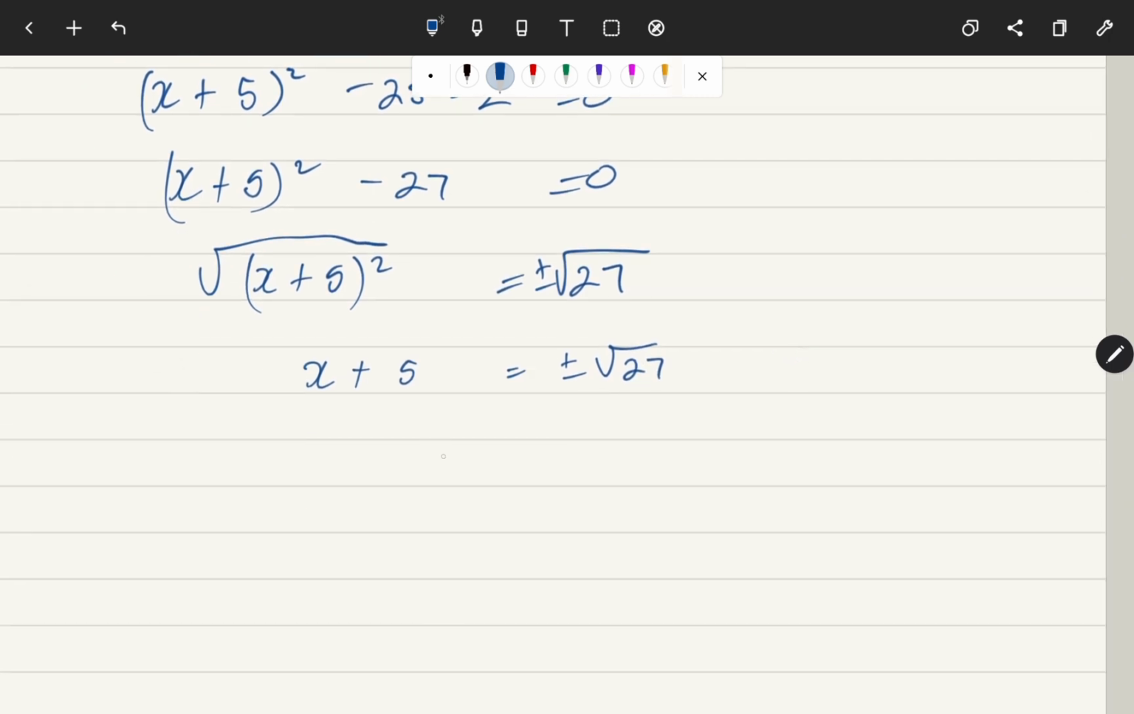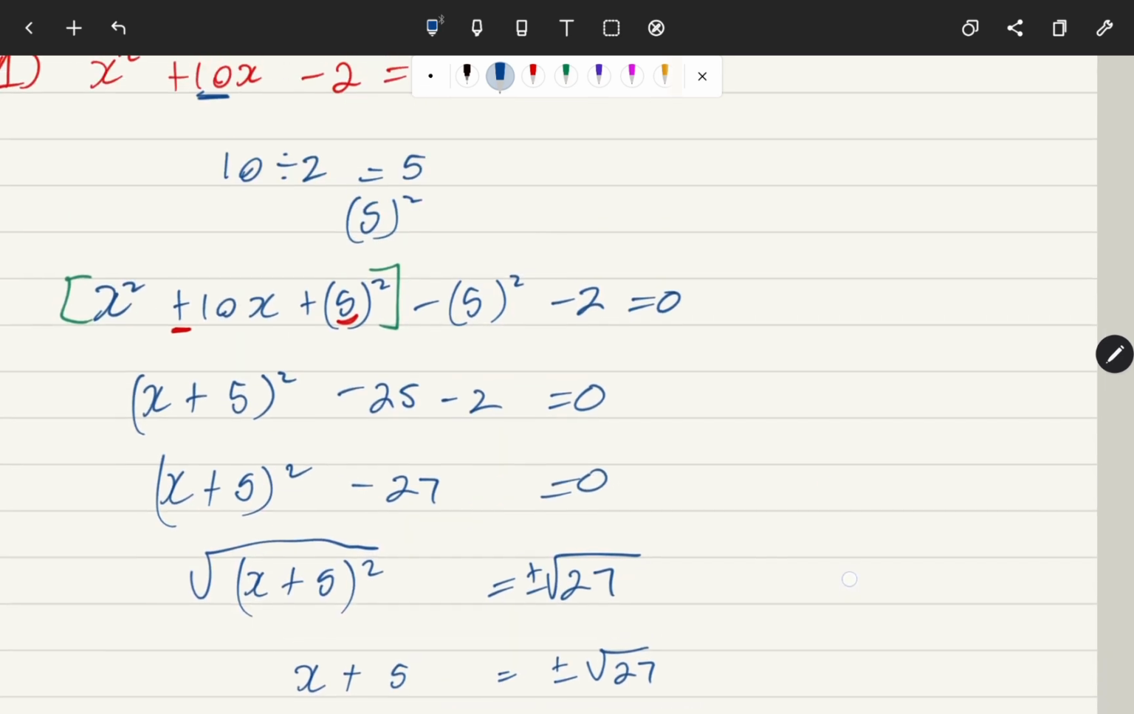Now what's next? x equals negative 5 plus or minus square root of 27. Then you are done, right? You don't have to do this, but you can just say x1 equals minus 5 minus square root of 27, x2 equals minus 5 plus square root of 27. Then you are done.